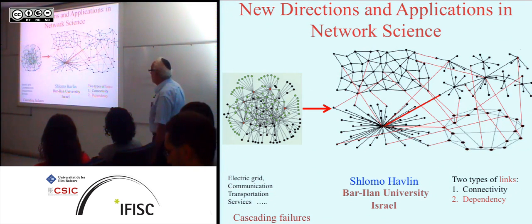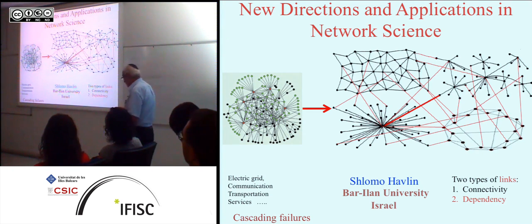Dependency links mean that a node in one system depends on another node in another system. If this fails, this also fails. So there are dependencies between the systems, and this is the new phenomenon that I will try to describe today. And this may lead to cascading failure, because you can see here, for example, this node fails, and then other nodes in other systems fail, and other nodes in this system that depend on this. So it will be cascading, that can lead to catastrophic failures.